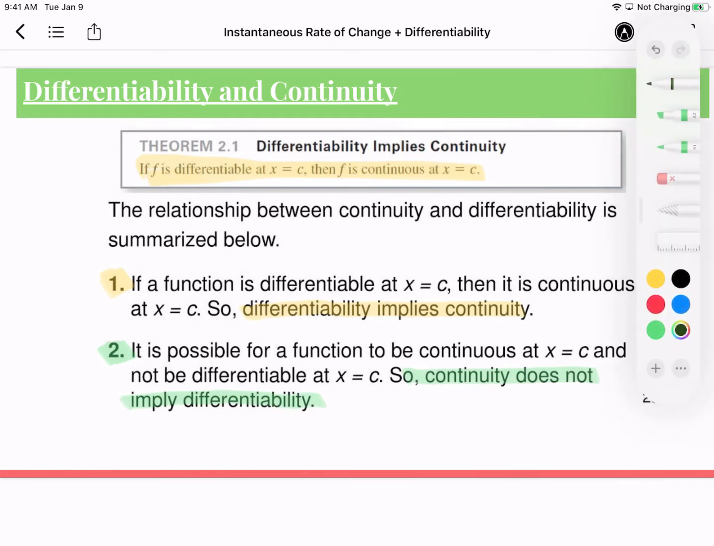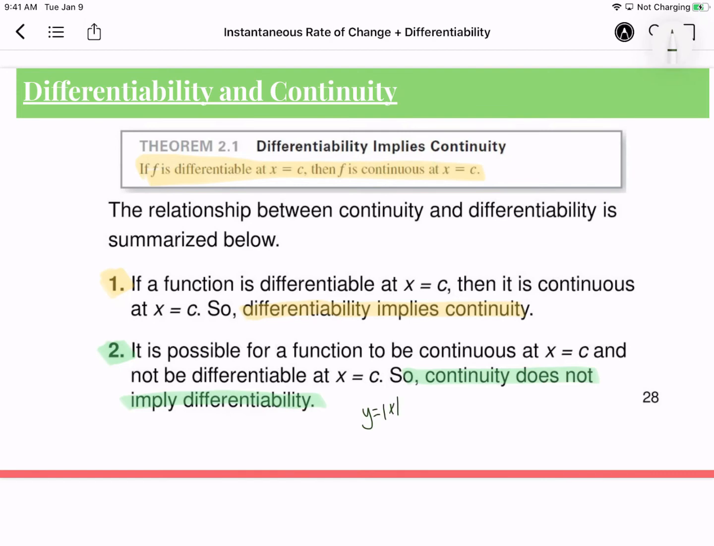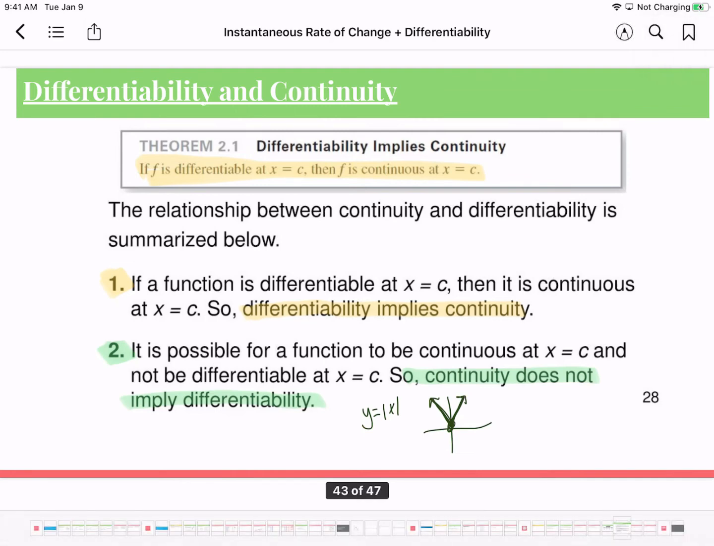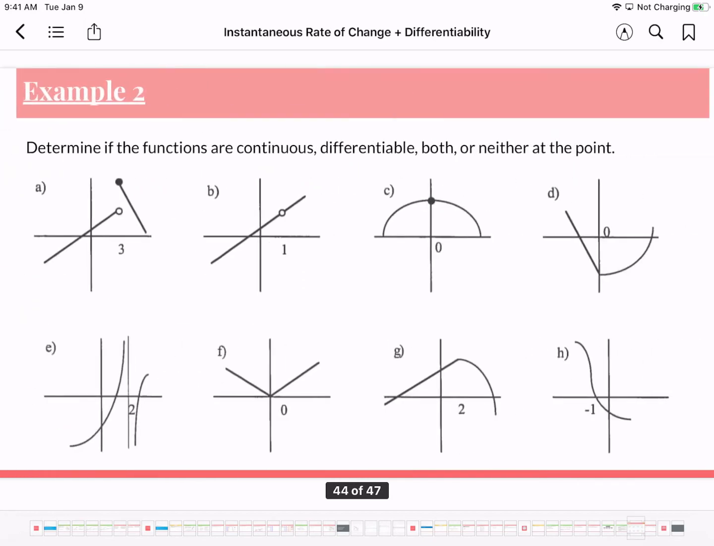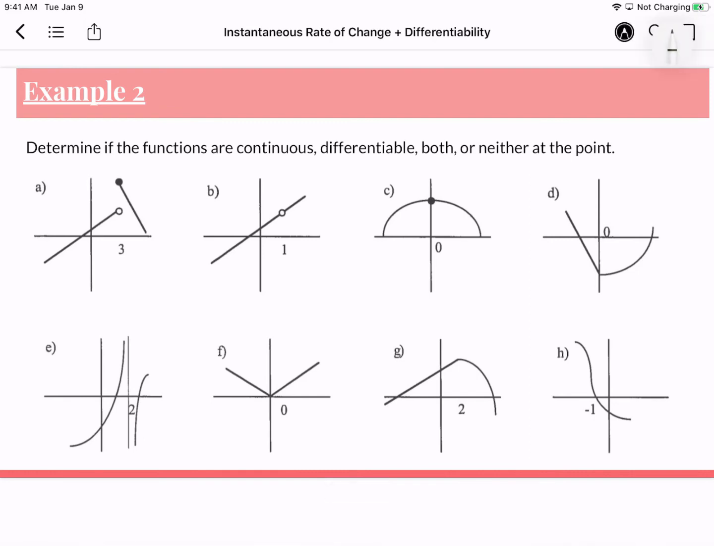And the greatest example of that is the absolute value. Right? We just looked at that. The absolute value looks like this. It is continuous, but it is absolutely not differentiable because it has a corner. So that is the best counterexample to that. All right, let's look at some examples. So here are a bunch of graphs, and we need to determine if these graphs are continuous, differentiable, both, or neither at the given point.